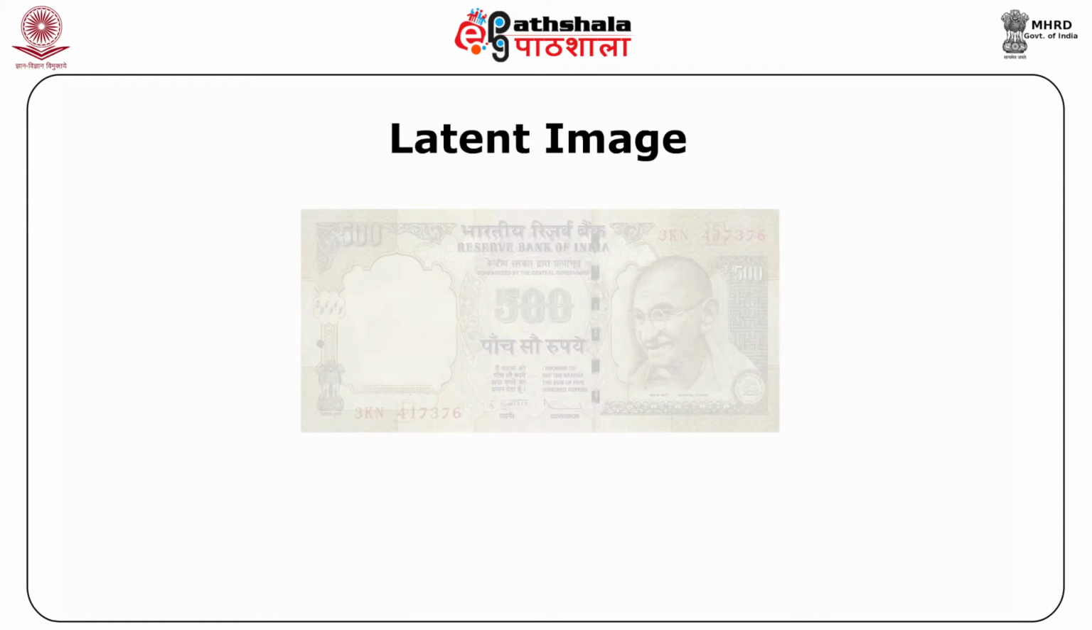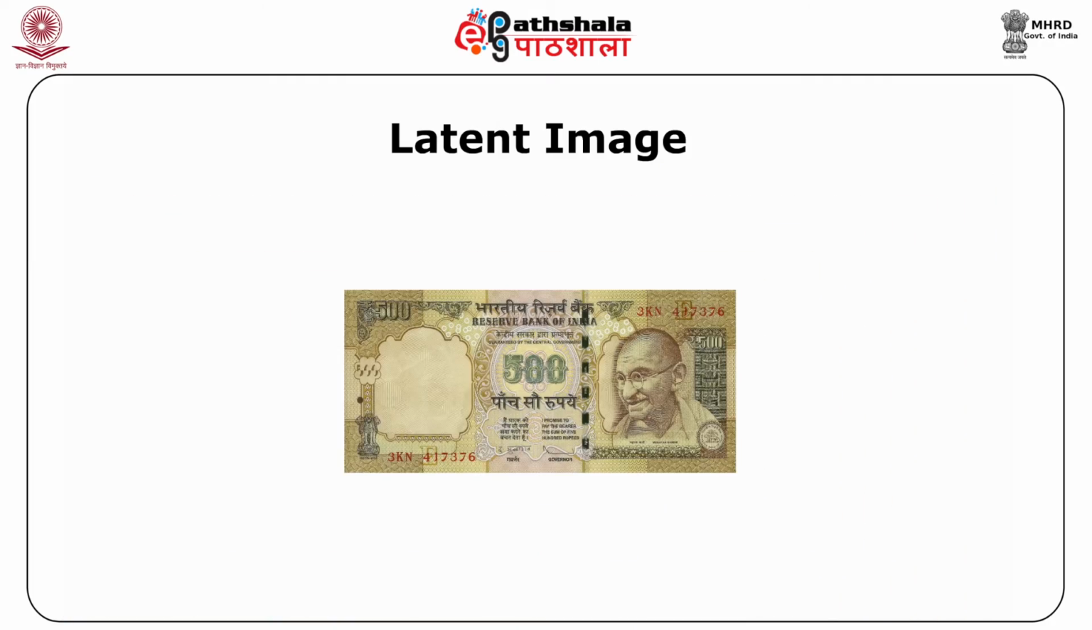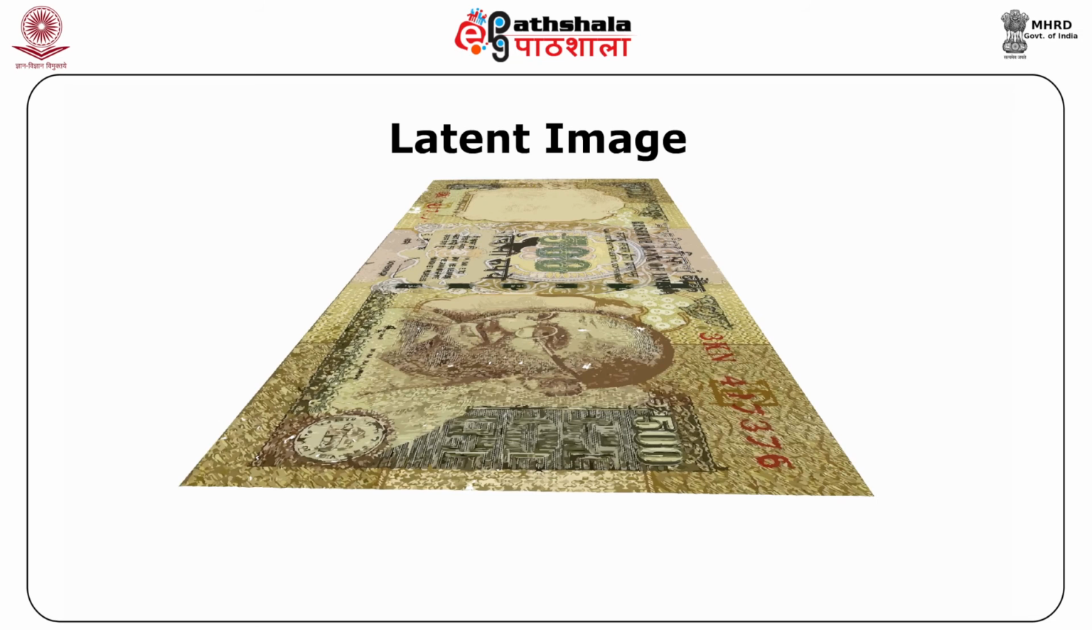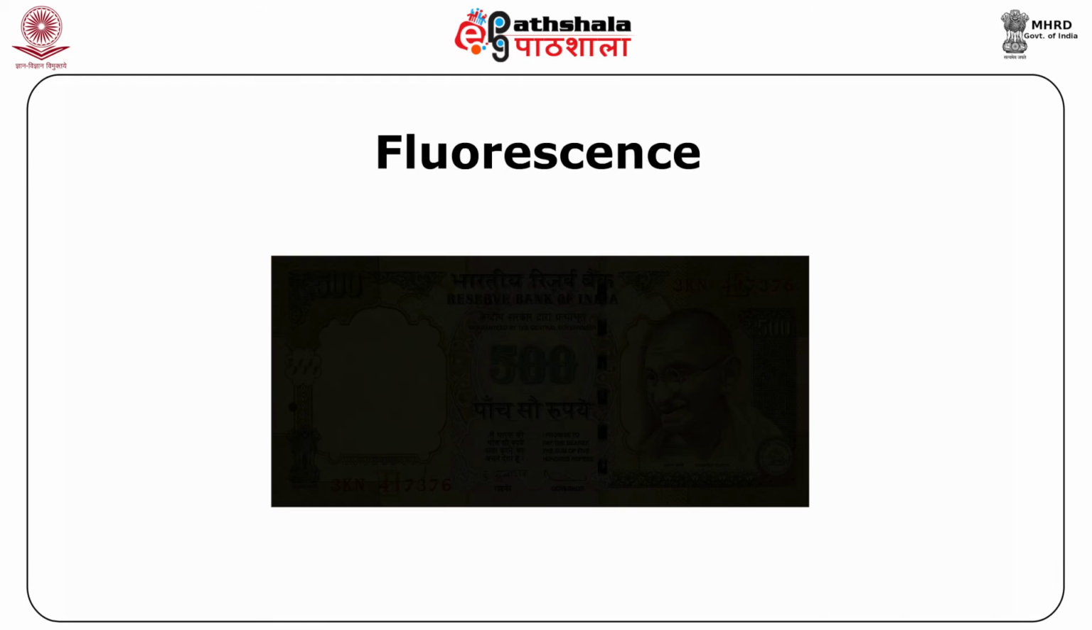Latent image. On the right side behind Mahatma Gandhi's portrait, the latent image is present in the vertical band. On holding the note at eye level, you can see a latent image showing the denomination of 500. Fluorescence. The number panel of the banknote is printed with fluorescent ink.